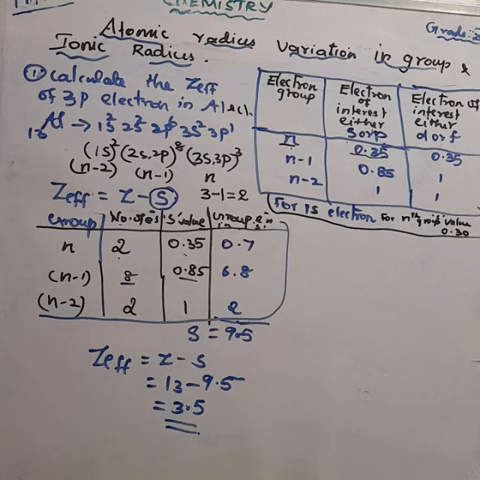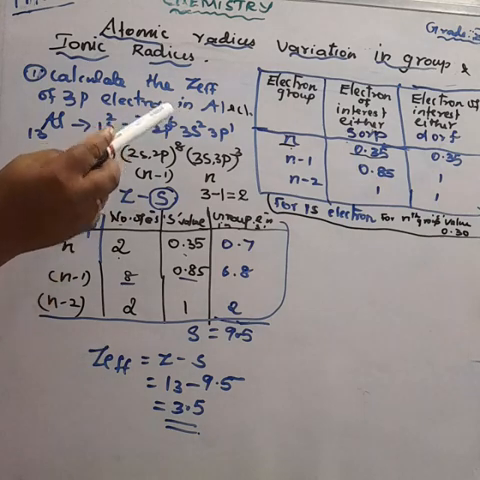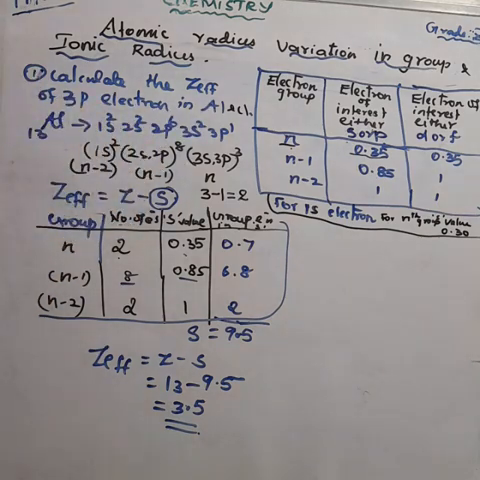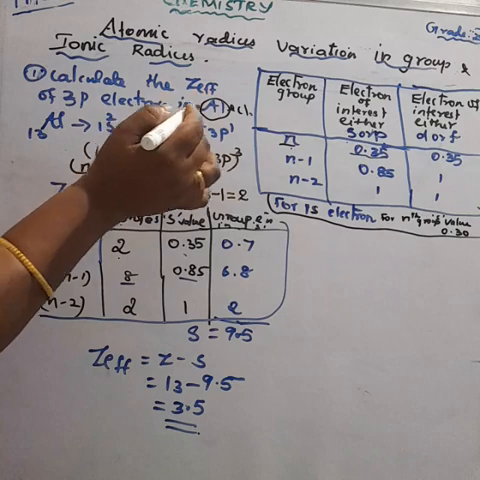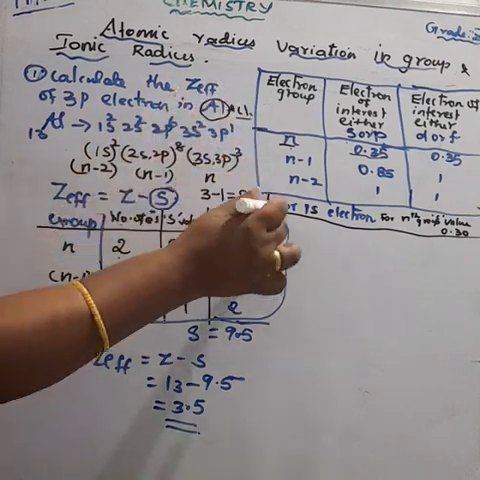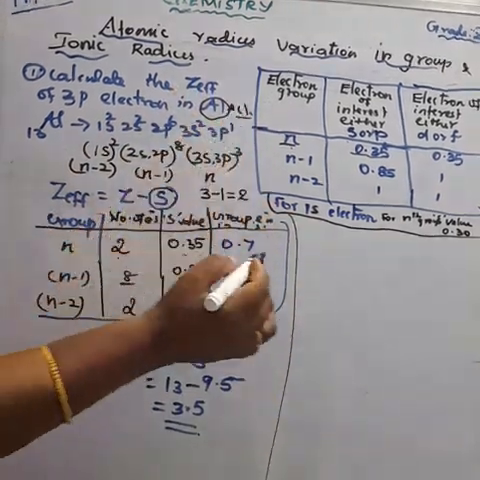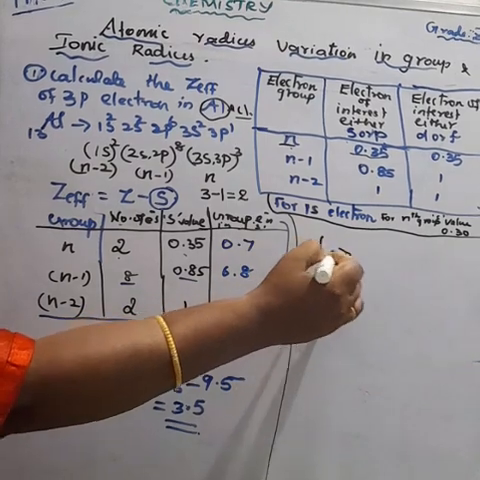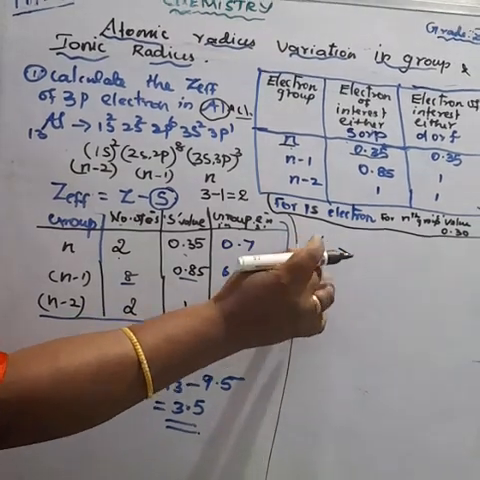These are about the calculation of effective nuclear charge on the 3p electron in the aluminum atom. For the chlorine atom also, you should practice how to calculate the effective nuclear charge on the 3p electron in the chlorine atom. Okay, try to practice.